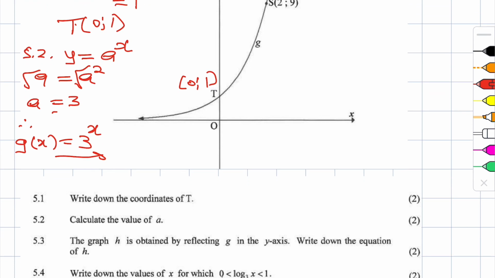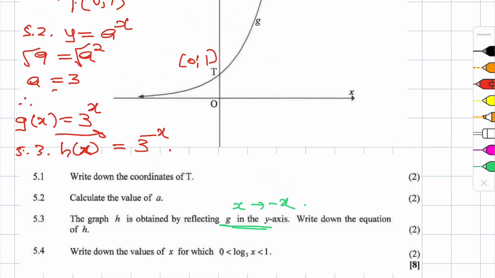Then the next question, 5.3. The graph h is obtained by reflecting g in the y-axis. Write down the equation of h. So if you are reflecting in the y-axis, you will have to replace x with negative x. So the graph of h of x is going to be 3 to the power, and we are replacing this x with negative x. So it's 3 to the power negative x. Okay, then we are done.